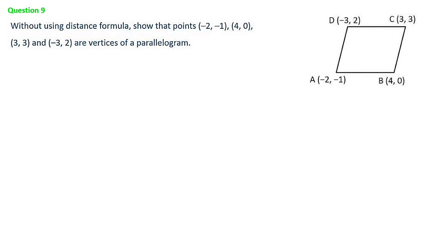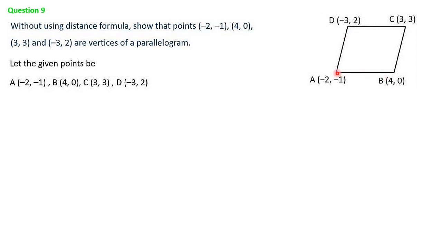So let's take the points as A, B, C and D. Let the given points be A (-2, -1), B (4, 0), C (3, 3), D (-3, 2). We put A, B, C and D for calculation purposes. Now, opposite sides are equal for a parallelogram. That property we use when we use the distance formula. Now here we are not allowed to use the distance formula, so we have to use another property, that opposite sides are parallel.